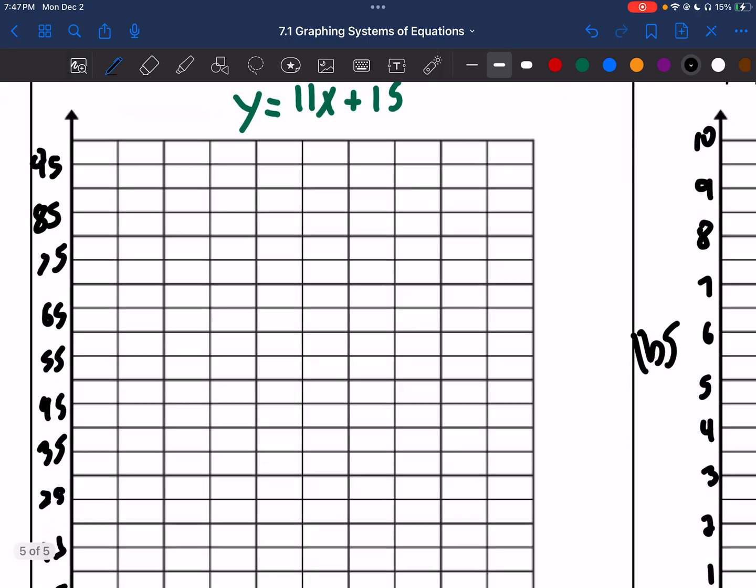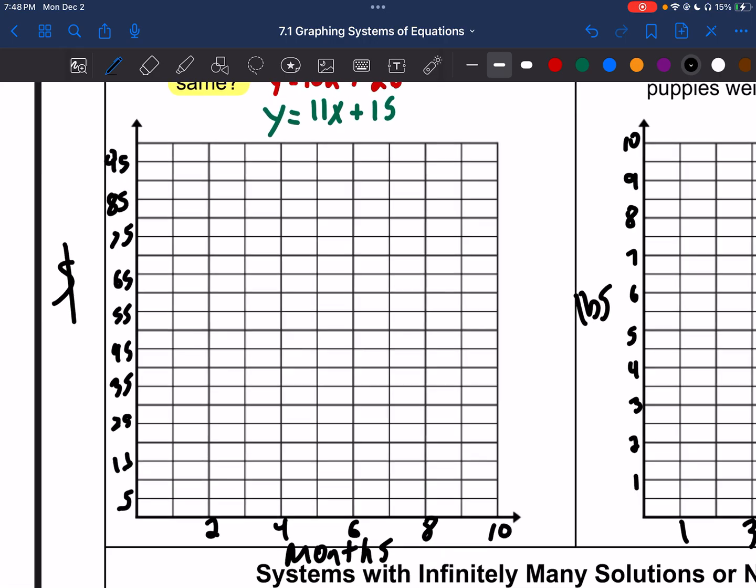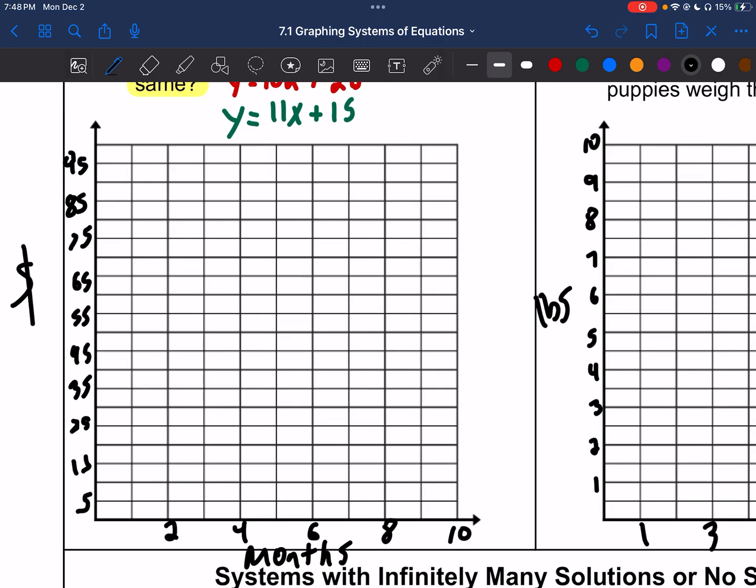Okay, so I did define them on my graph. So I have my units labeled. Months are on my x-axis. Dollars are on my y-axis. My x-axis moved at a rate of each line is 1, so my scale was at 1. I only labeled the even months. My y-axis, I went up by 5, so every line is $5. And I only labeled the odd values.